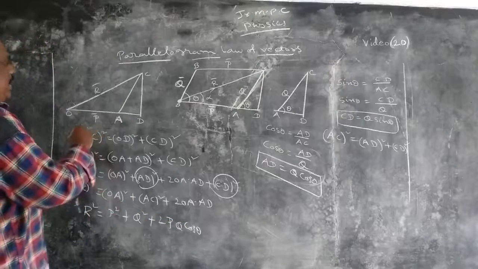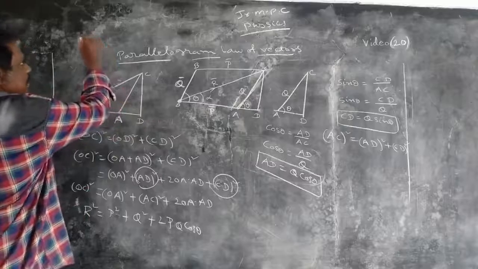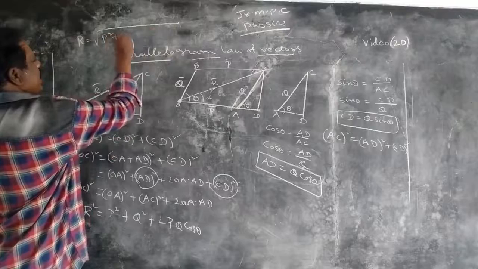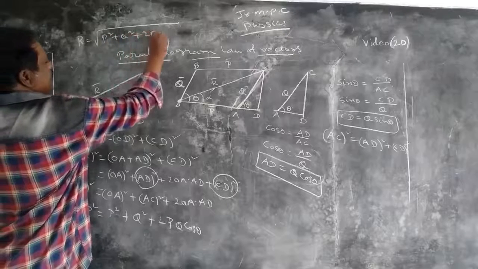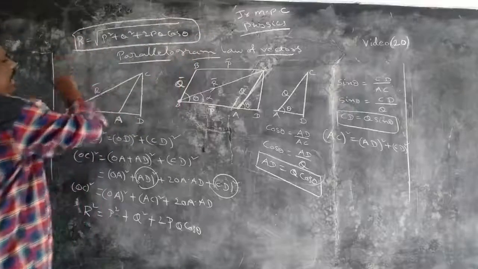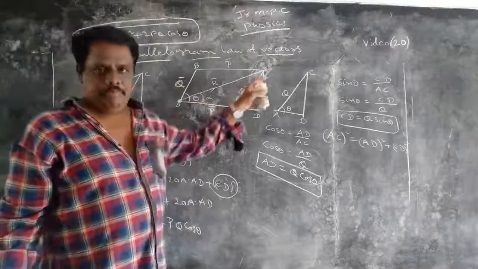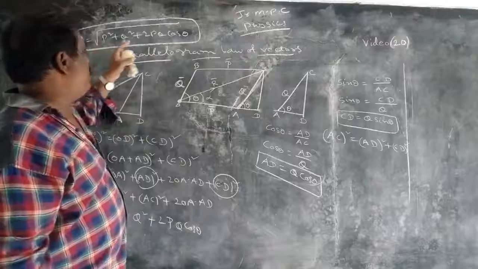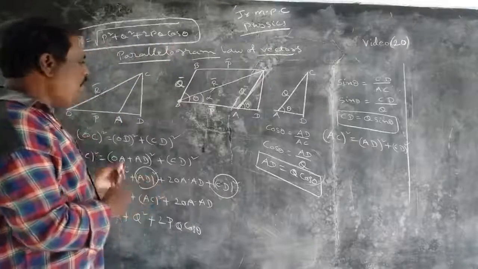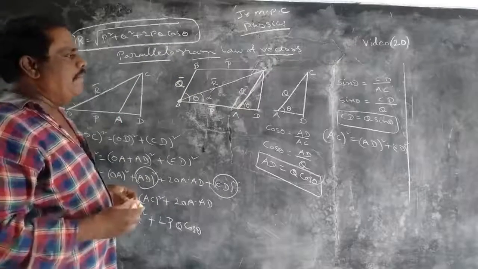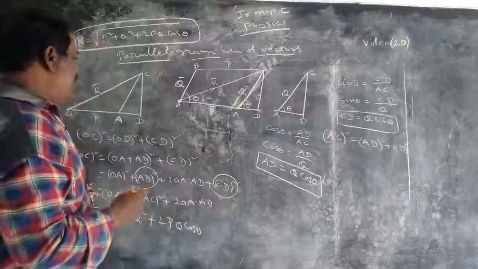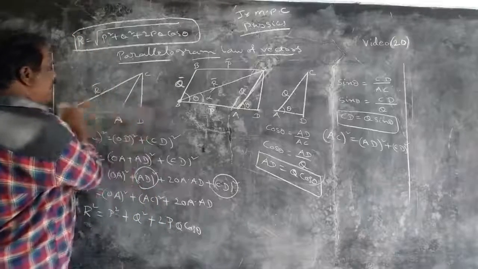Therefore, I will write it right here. The main formula for the resultant vector R is equal to the square root of P square plus Q square plus 2PQ cos theta. This is the formula used to find the resultant of the parallelogram. Then, after finding the resultant, we can find the direction. So, the direction, the theta value, how do you find the direction?